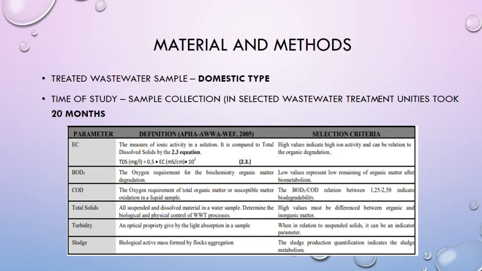For total solids, the selection criterion is a high value, which must differ between organic and inorganic matter. For turbidity, in relation to suspended solids, it can be an indicator parameter. And lastly, for sludge, the sludge production quantification indicates the sludge metabolism.